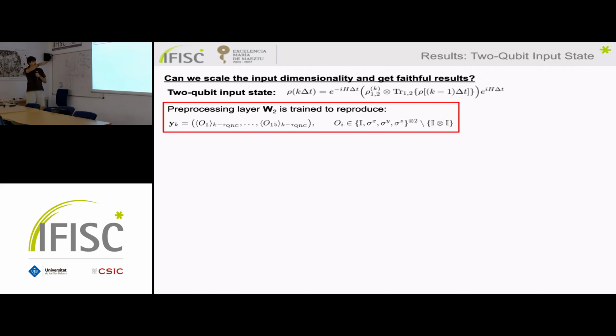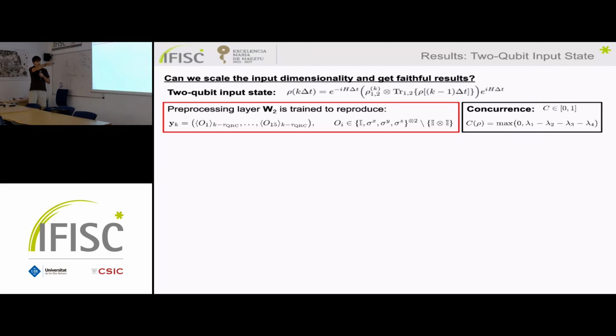And the pre-processing task now has increased complexity because it has to predict 15 values of the quantum input, which is the full tomography. And this allows us to study a more important feature in quantum information. This is entanglement. And we consider the concurrence as metric, where 0 means not entangled and 1 maximally entangled.